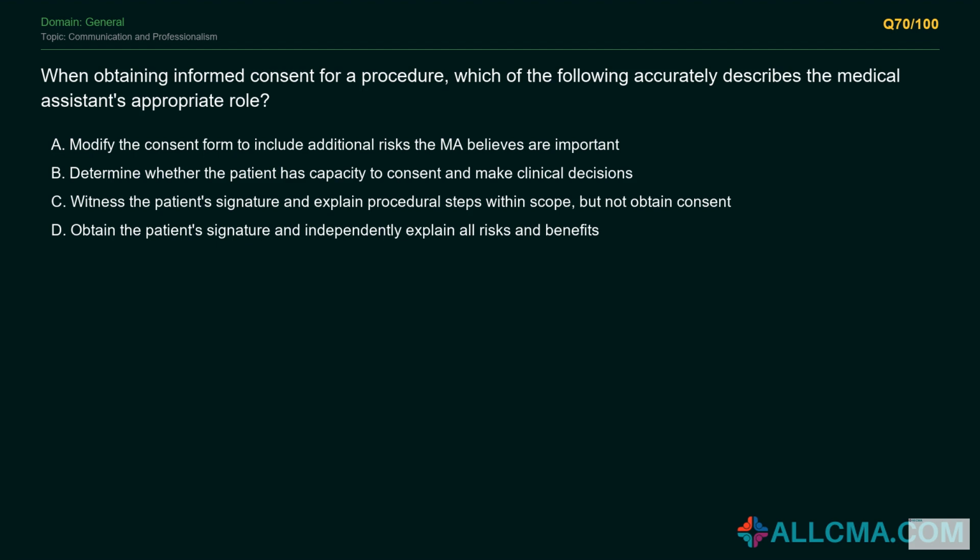Option B. Determine whether the patient has capacity to consent and make clinical decisions. Option C. Witness the patient's signature and explain procedural steps within scope, but not obtain consent. Option D. Obtain the patient's signature and independently explain all risks and benefits.